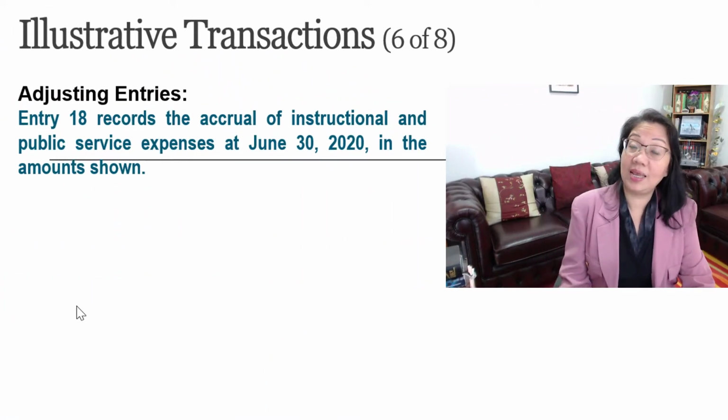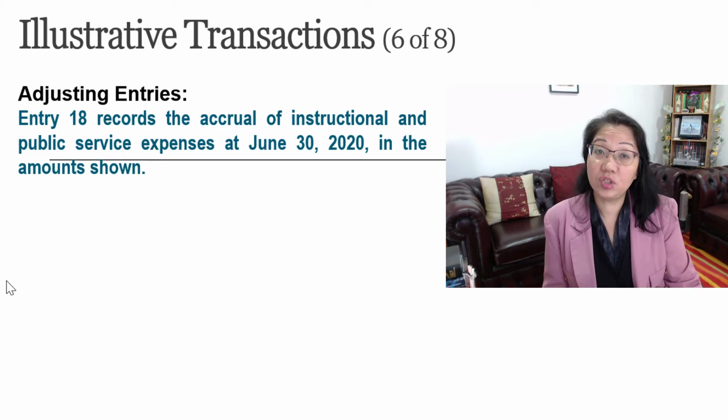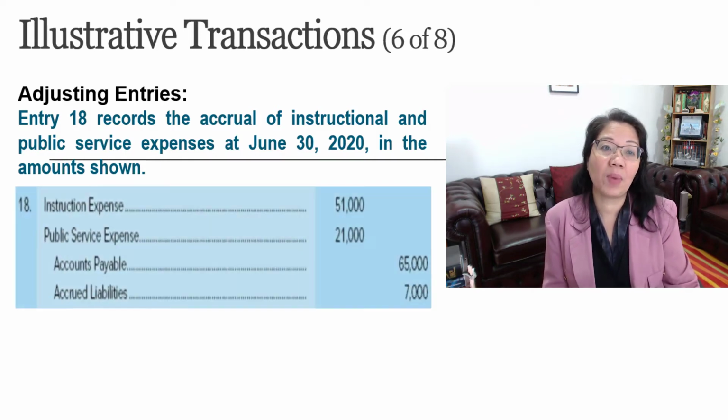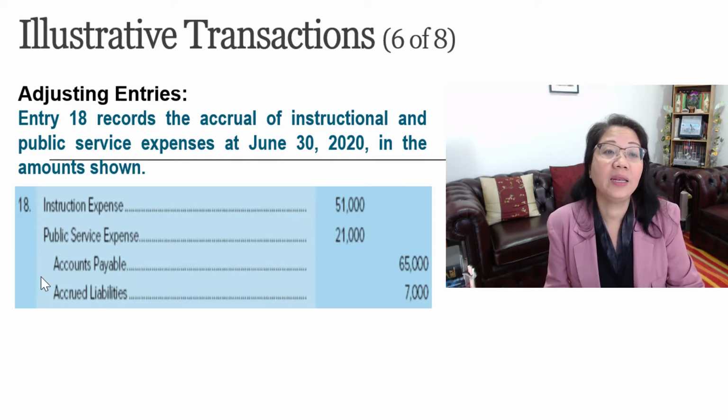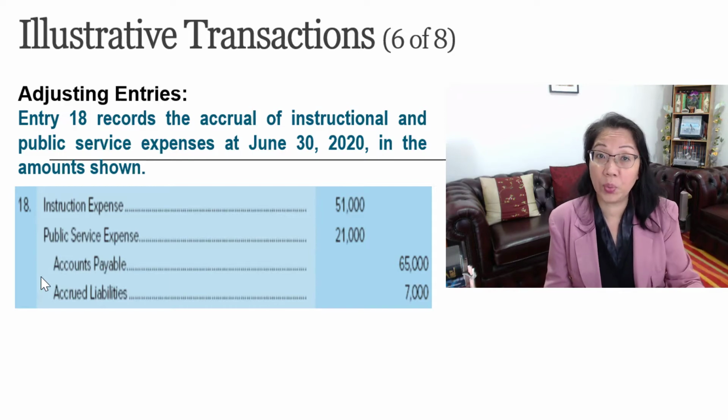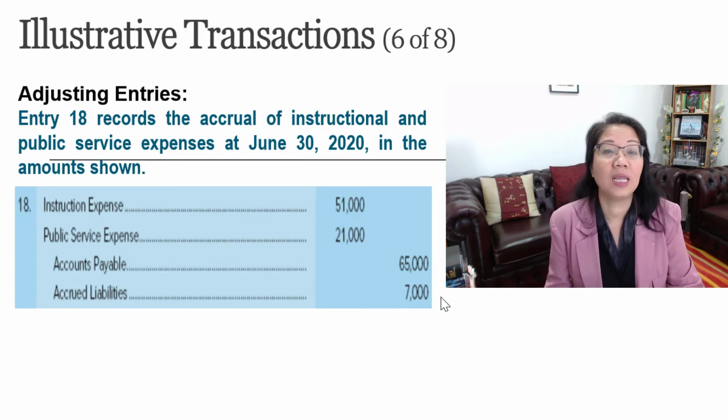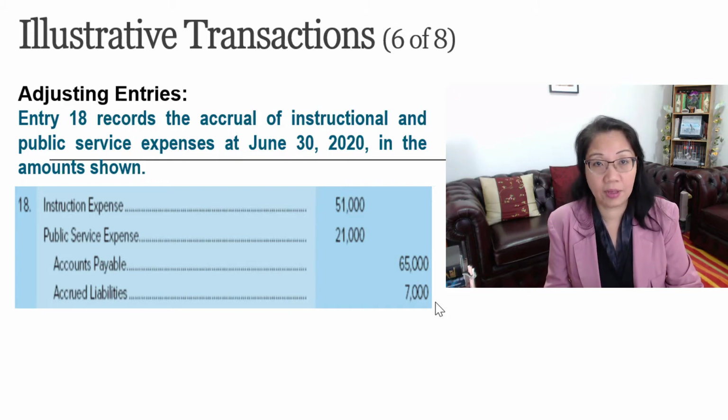Let's now go to the adjusting entries. Now in entry 18, it records the accrual of instructional and public service expenses as at 30th of June 2020 in the amount as shown. We are debiting instruction expense and public service expense for the given figures, 51 and 21,000 respectively, and because we haven't paid it, we're just accruing it, we will be crediting liabilities. So accounts payable will be credited for $65,000 and accrued liabilities for $7,000.